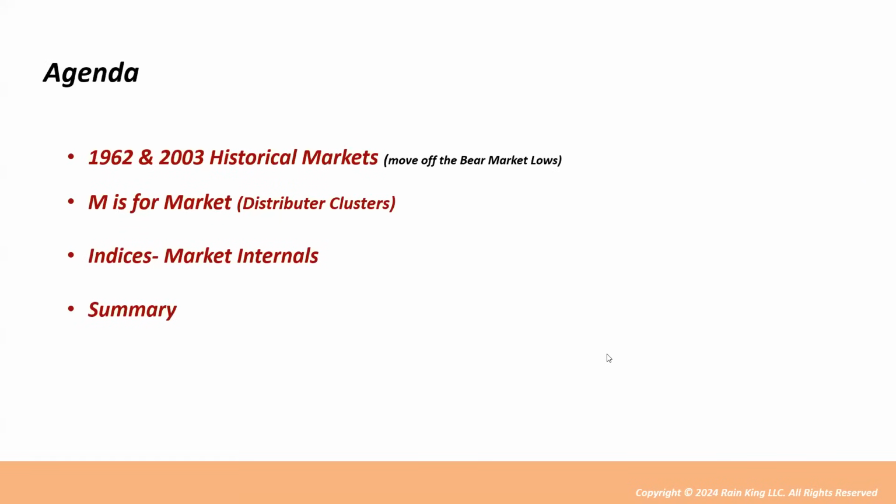Okay, the agenda this week. I thought we would go back in history a little bit, take a look at the 1962 and the 2003 historical markets, particularly how those bear markets recovered off the lows. Then we'll talk about M is for market, and we'll talk about some of the distribution we've seen in the NASDAQ. Then we'll get into more on the indices and some of the internals, and then we'll wrap it up for the week.